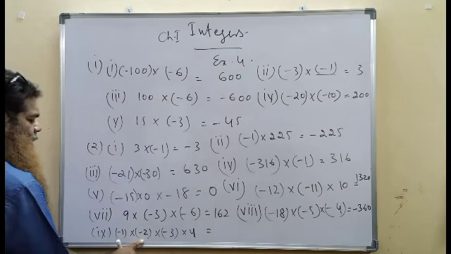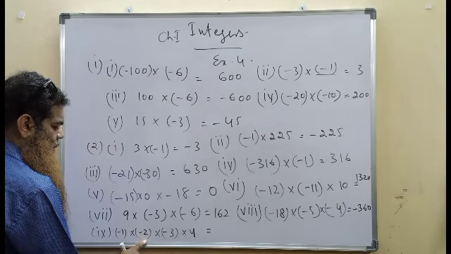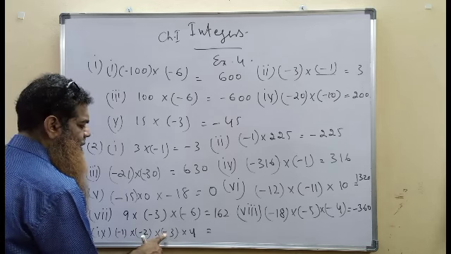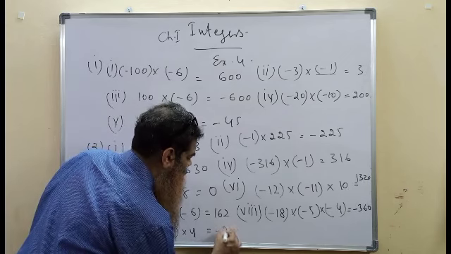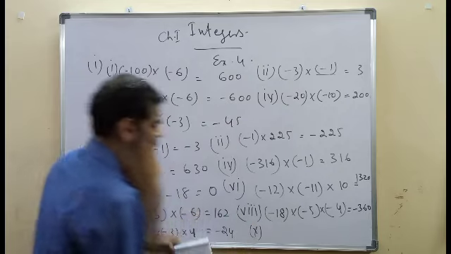1 2s are 2, minus into minus is plus 2. So we get a positive integer here, 2. 2 3s are 6 and a negative integer, minus 6. Minus 6 into 4 is minus 24. Ultimately we get the result a negative integer, it is minus 24.